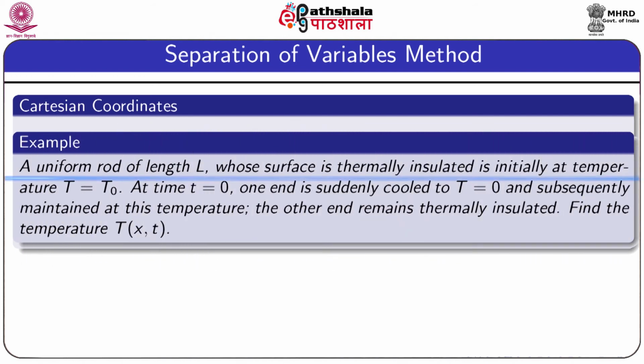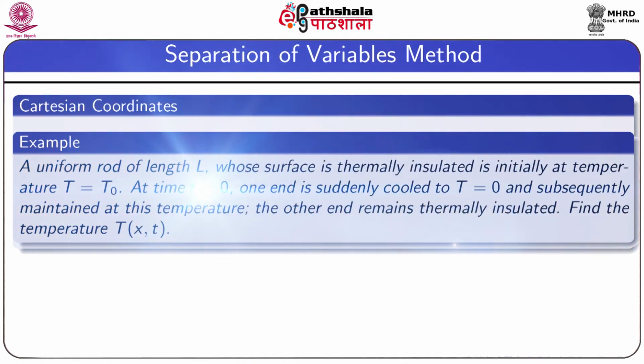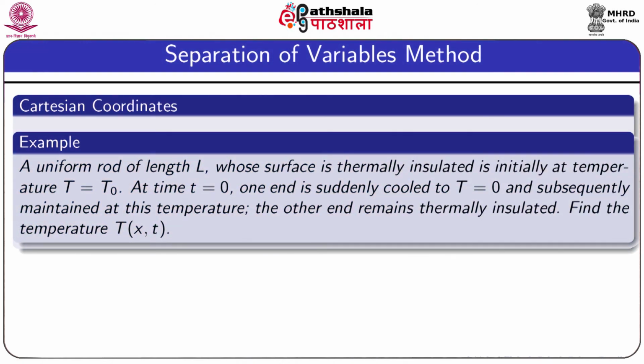Now, this is the example where we need to solve the heat equation in Cartesian coordinate system. So, in this problem there is a uniform rod of length L whose surface is thermally insulated and initially it is at temperature T equal to T0. At time t equal to 0, one end is suddenly cooled to T equal to 0 and subsequently maintained at this temperature. The other end remains thermally insulated and we have to find the expression for capital T.